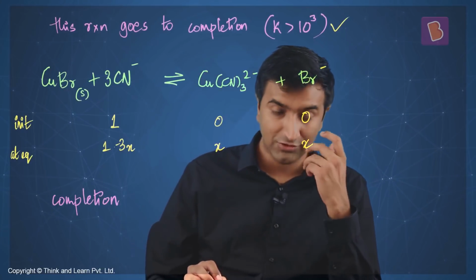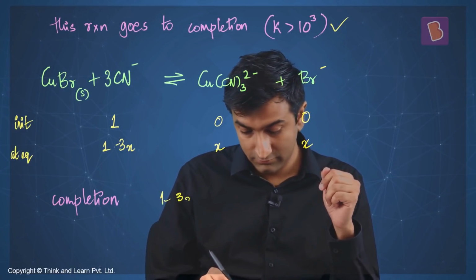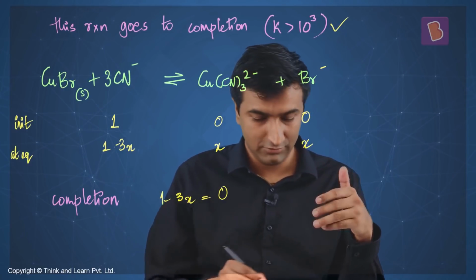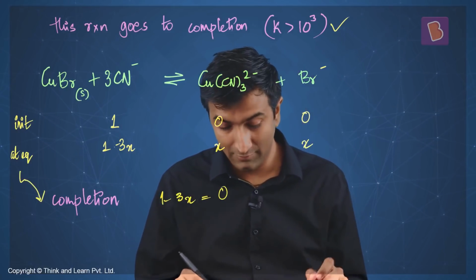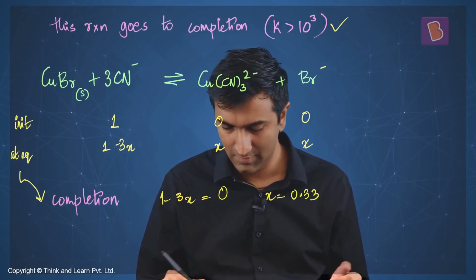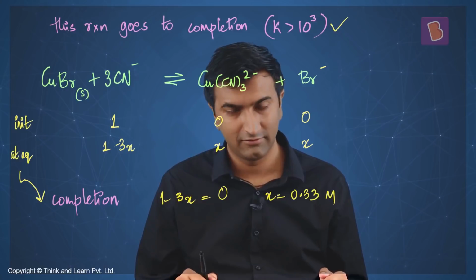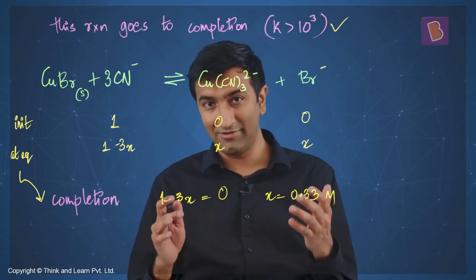What does that mean? If this reaction goes to completion, and remember the Kf is really high, that means that 1 minus 3x should be equal to 0. All of it should get used up. There's no equilibrium, right? This is actually just completion. So it's not really equilibrium. From here, I can get the x value to be approximately 0.33. That makes sense. This is the molarity here. Why am I doing this? Because the next step is the most important step, and that's what the examiner is testing, right?